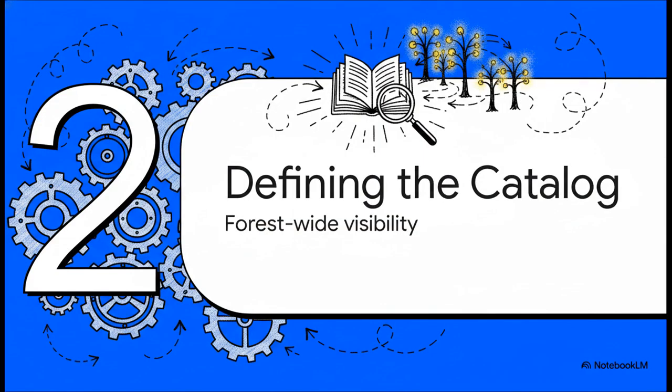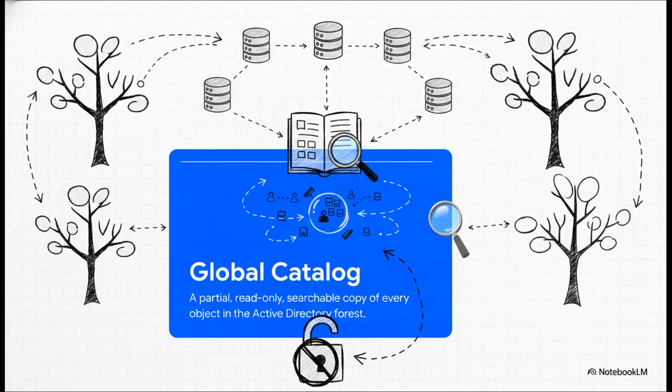Moving on to Section 2, defining the catalog, forest-wide visibility. So, what is it? A global catalog is a partial, read-only, searchable copy of every object in your entire Active Directory forest. Now, every single word in this sentence matters. It's essentially a foundational law of computer science in Windows environments. Let's deliberately break it down.